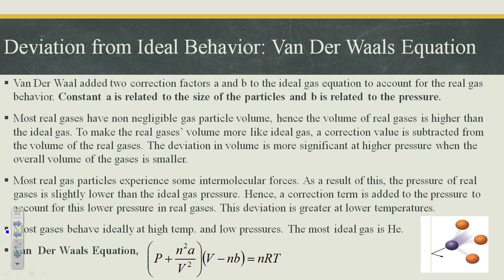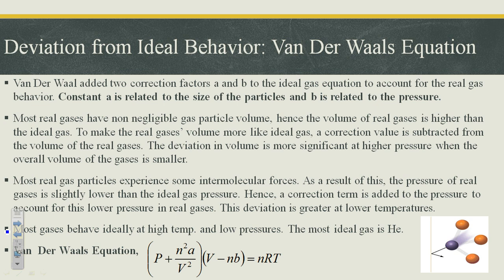Real behavior is when gases do not obey all of the laws at all temperature and pressure. And the reasons for these deviations are two. One, an assumption of KMT was that the volume occupied by gas particles is negligible. That is not true. Even though the volume occupied by gas particles is very, very small as compared to the overall volume of the gas, it is definitely not zero. As a result, real gases tend to occupy a larger volume than the ideal gas.